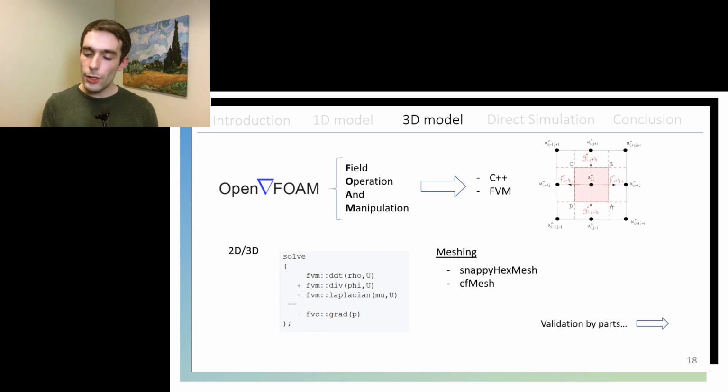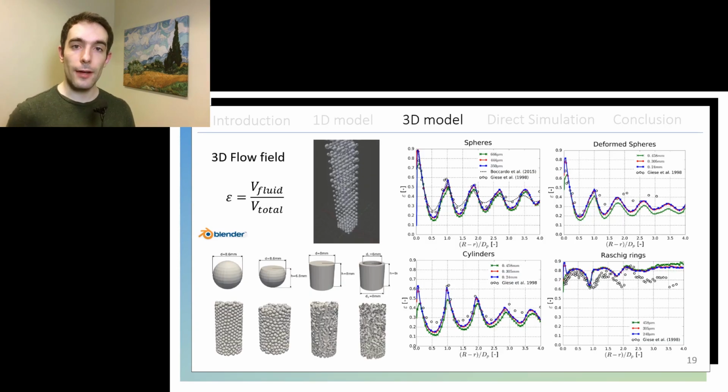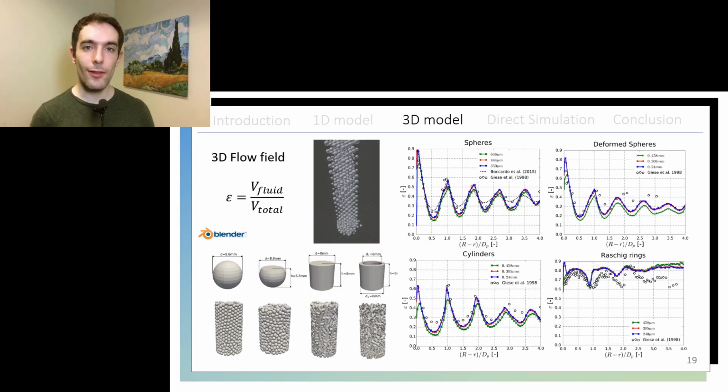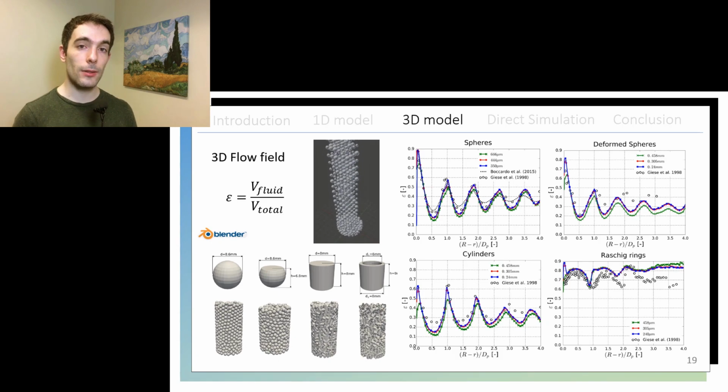So to be sure that I was able to compute the thermodynamic cycle of magnetic refrigerators, I went on to validate one by one the physical phenomena that are present in our regenerator. I started with the toughest geometry I could think of, and that would be randomly packed beds of particles. I developed a script in Blender to generate these geometries, and the result you can see in the lower left side of the slide.